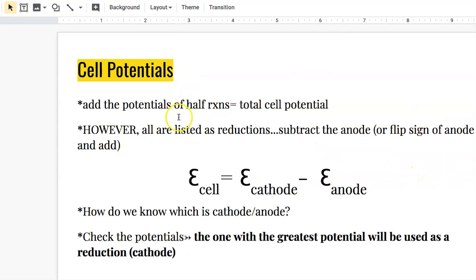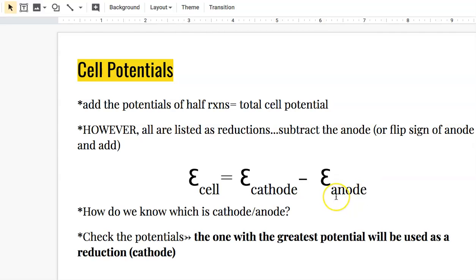Now, we've already learned about half reactions when we did redox reactions. When we put the half reactions together, that'll tell us the total cell potential. But since we already have all of these listed as reductions, instead of adding the half reactions like you would to put a redox reaction together, we're actually going to subtract, because what you're really doing is adding a negative. So our total E of the cell is going to be our E of the cathode minus the E of the anode.